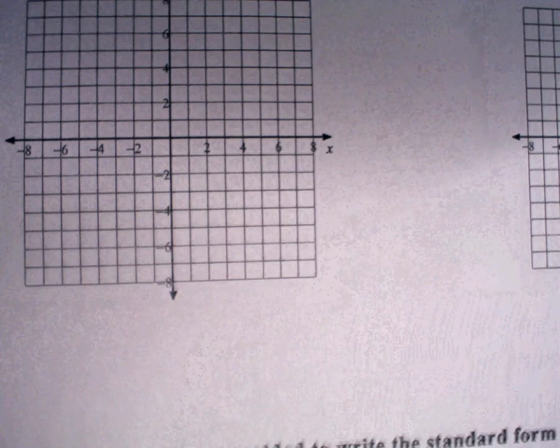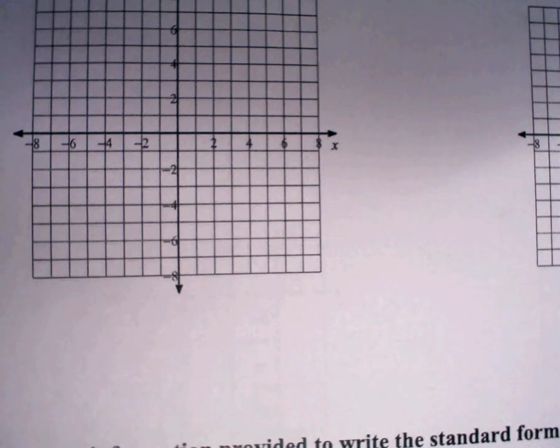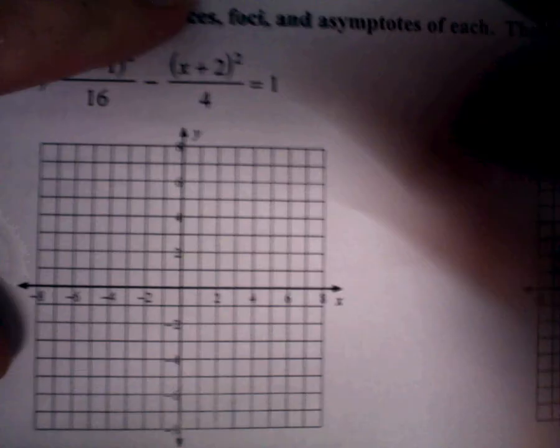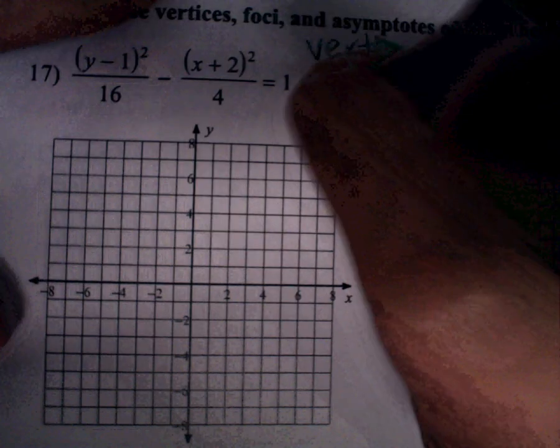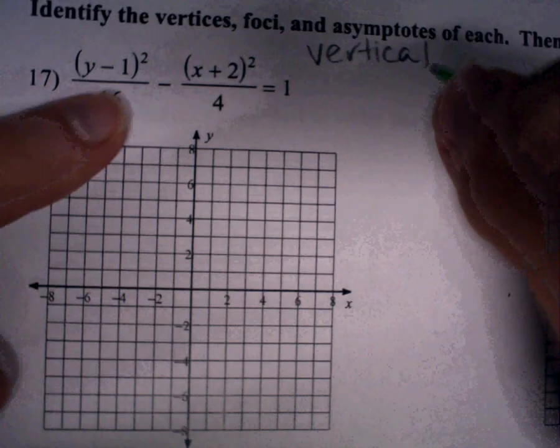Alright, so I think I've done one of every type of parabola you will see. Let's go to our hyperbolas. So we're going to do 17 and 19. If we look here, we know it's a vertical one because of the y being first. I know that my center is negative 2, 1.